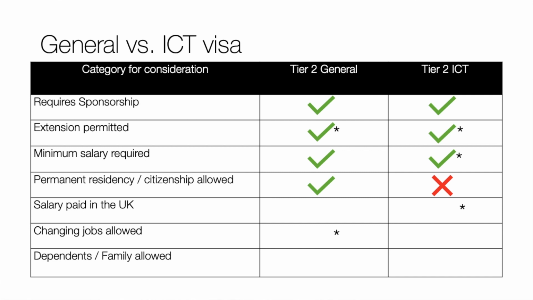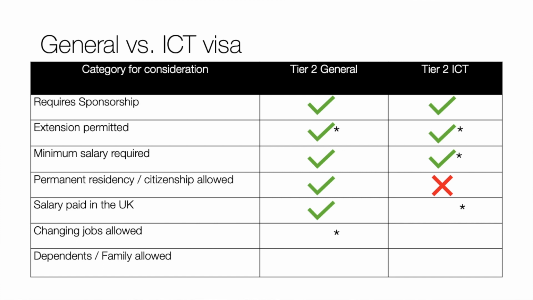The next bit is on whether you get your salary paid in the UK when you come on either of these visas. So when you come on a tier 2 general visa, you're basically a local hire. You're no different to anybody else who's working in the UK for a similar job or is a permanent employee. So you will get paid in the UK into your UK bank account, so basically be earning in British pounds.